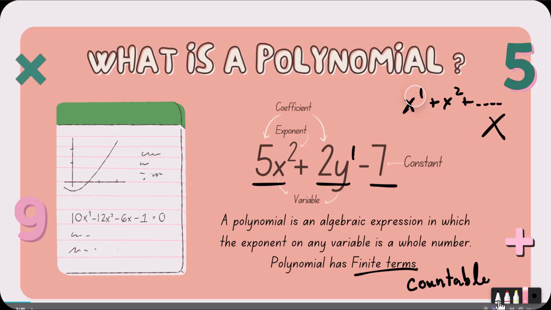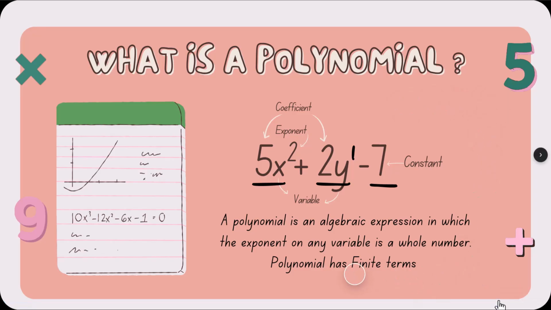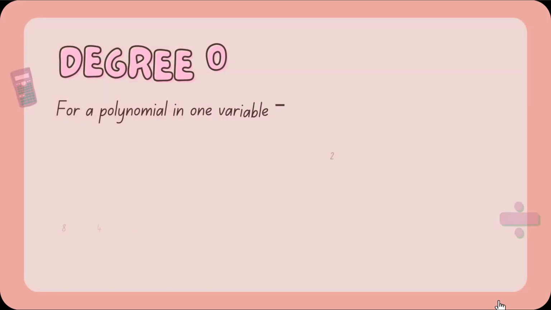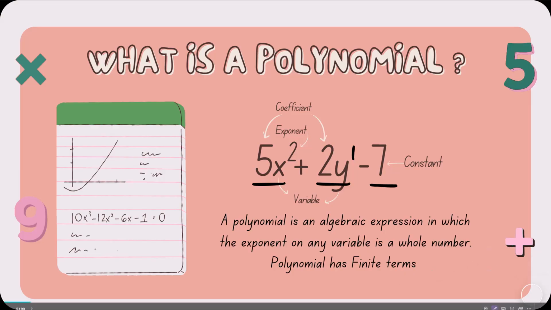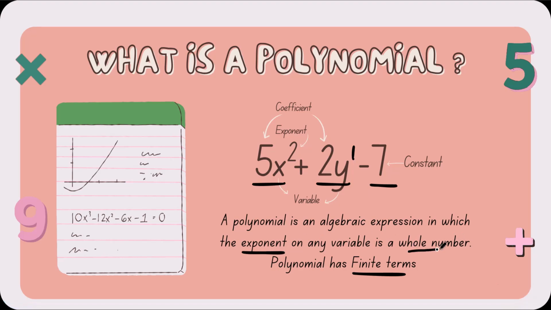Please understand that. It should have 2 things. What are the 2 things? It should have finite terms and the exponent should be a whole number. I hope that is clear. The exponent should be a whole number and it should have finite terms, then it is a polynomial. Poly means many, nomial means terms. It has many terms.